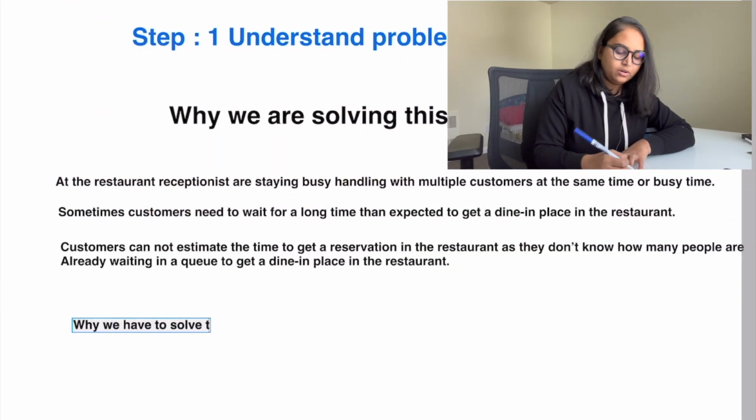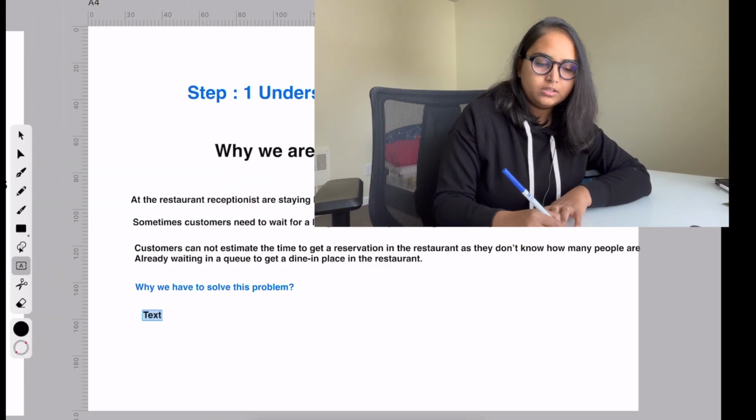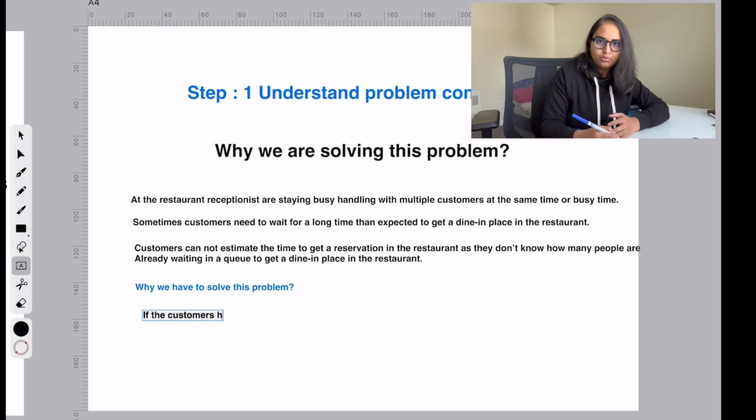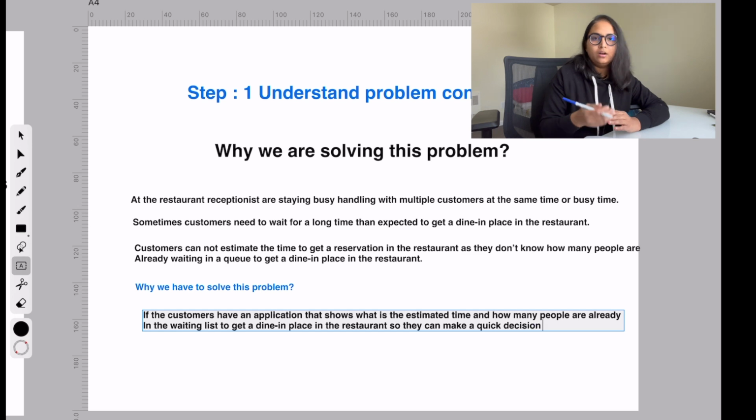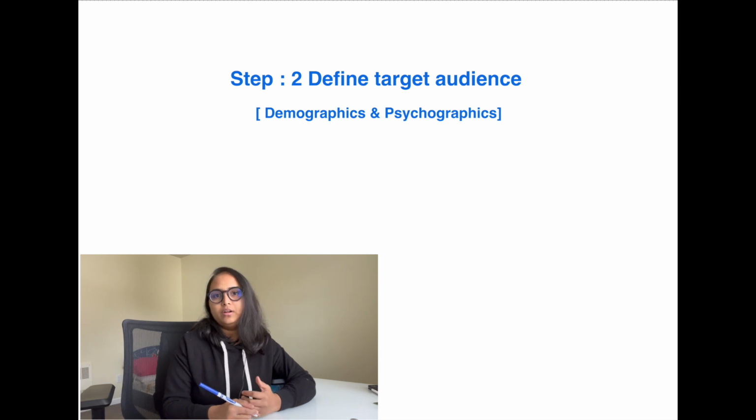So why we are solving this problem is, if customers know how much time or how many people are already on the wait list to get a dining place in the restaurant, the customer can make a quick decision whether to wait a long time to get a reservation or find another restaurant for dining. In the first step we understood why we are solving this problem.